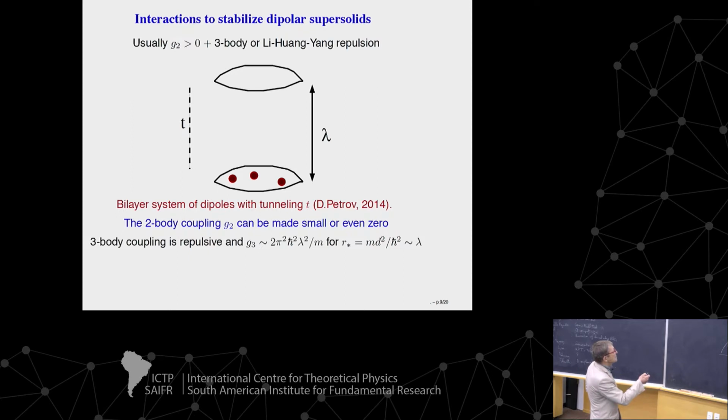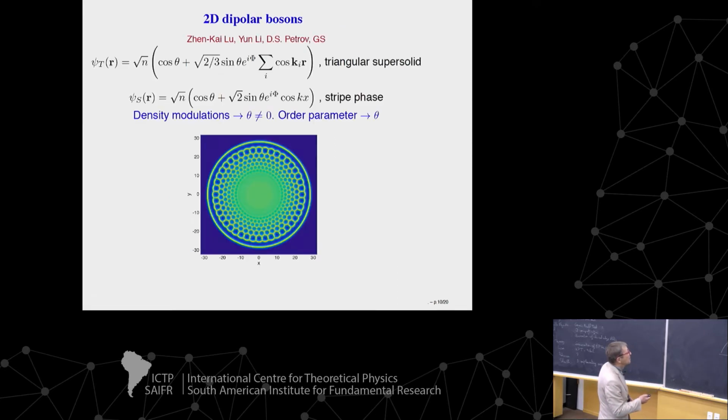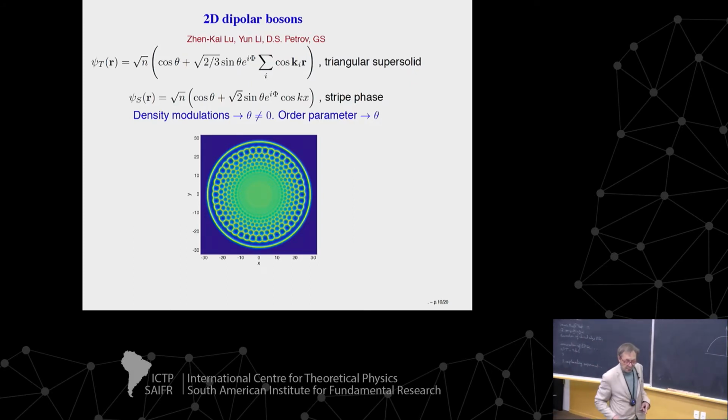So the presence of this layer, where one of the particles from here virtually tunnels here, forms a three-body system. With this, it induces a three-body repulsion. Yes, this was the work of Petrov, and in a later stage, these people introduced the condensate wave function in the form of a triangular supersolid or stripe phase, and they obtained that there is a stable supersolid state.